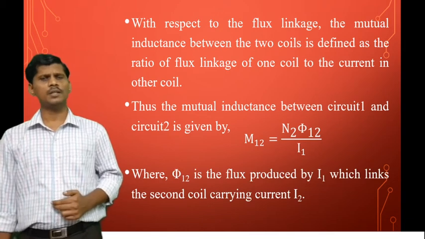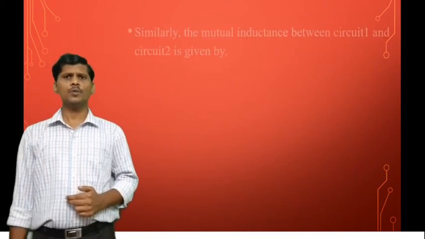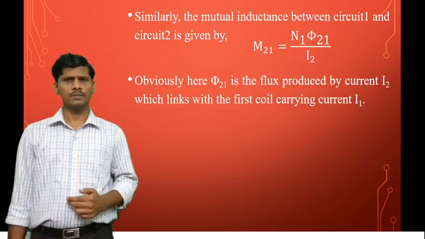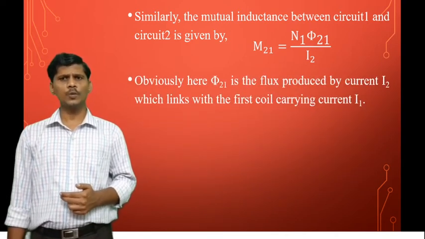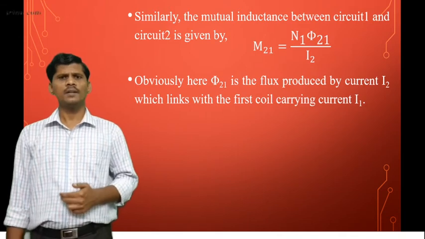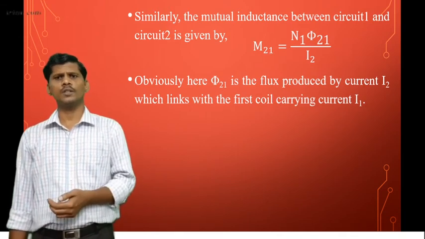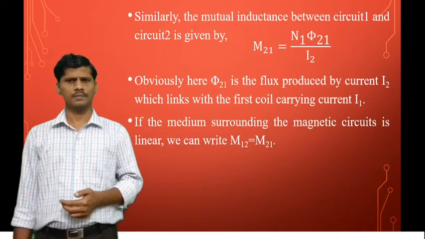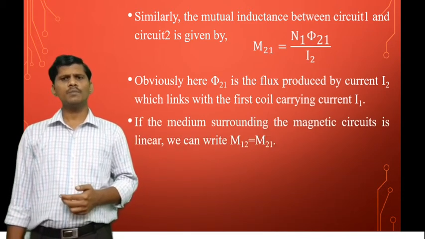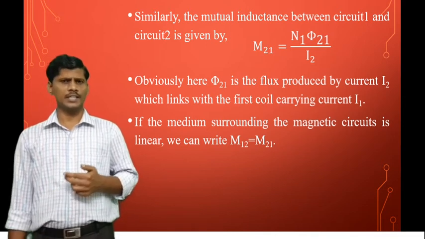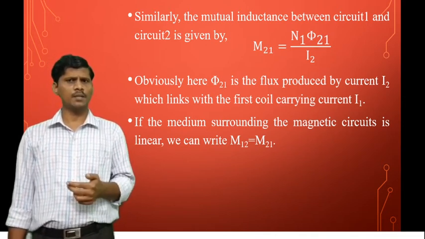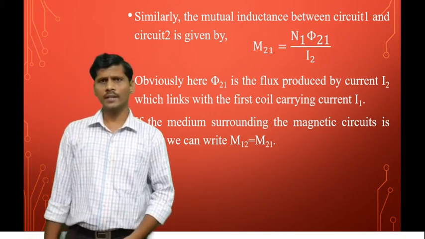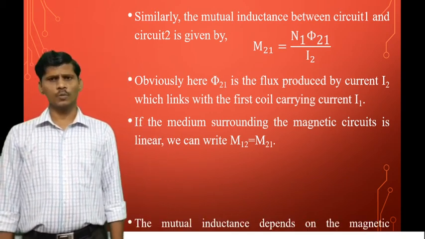Similarly, M21 is equal to N1 pi 21 by I2. So obviously, pi 21 is the flux produced by current I2 which links with the first coil carrying current I1. If the medium surrounding the magnetic circuit is linear, we can write M12 is equal to M21.